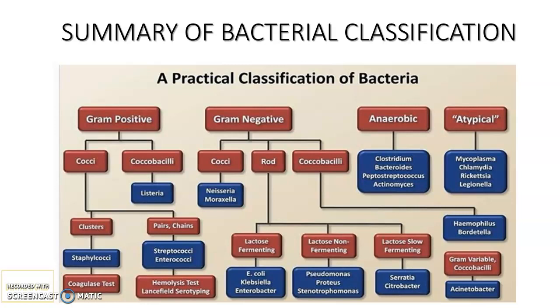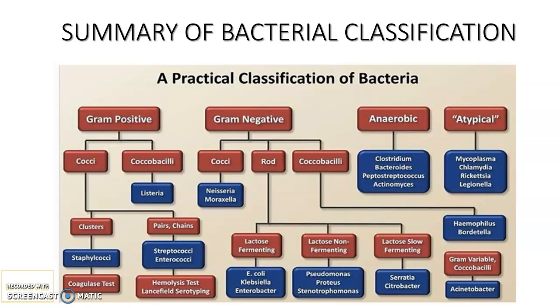Now we come to the gram-negative bacteria. Similar to gram-positive classification, gram-negative bacteria can also be classified into cocci and coccobacilli, but here we have another classification that is according to the structure, that is rod. So gram-negative can be classified into three main categories according to their morphology, that is cocci, which includes examples such as Neisseria and Moraxella. Rod, that is they have a rod shape, they are also known as bacilli.